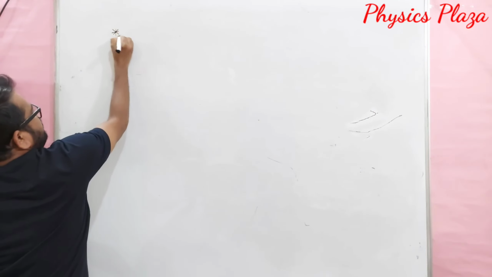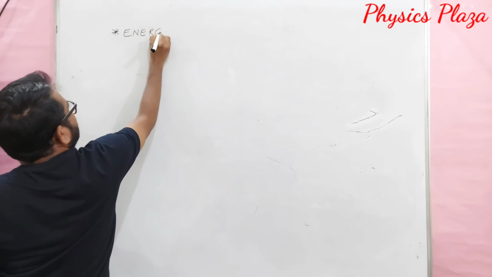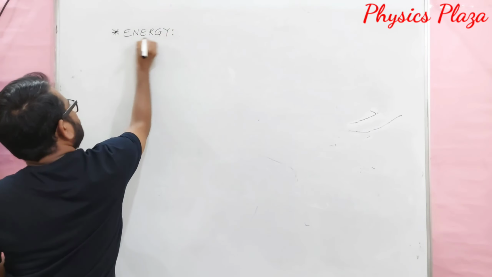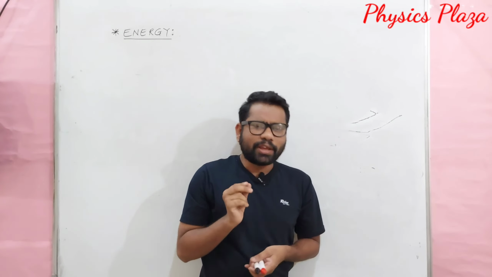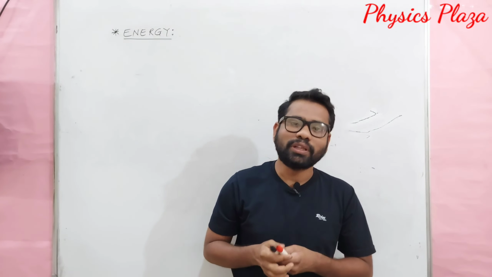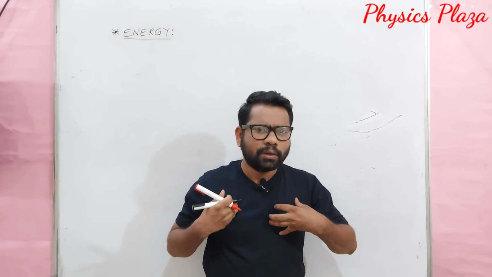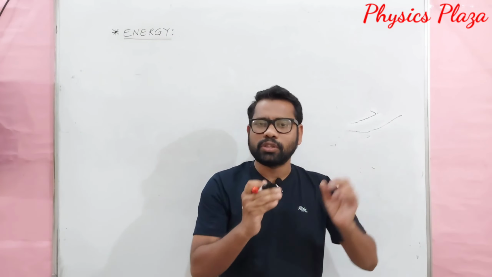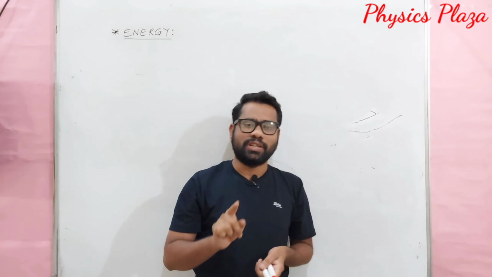Children, now we will see energy. What is energy? How is it related to the work done? Children, in fact, energy and work done are both relative terms. Which means what? If we have energy, we will be able to do some work. If we are doing work, it means we have some energy.